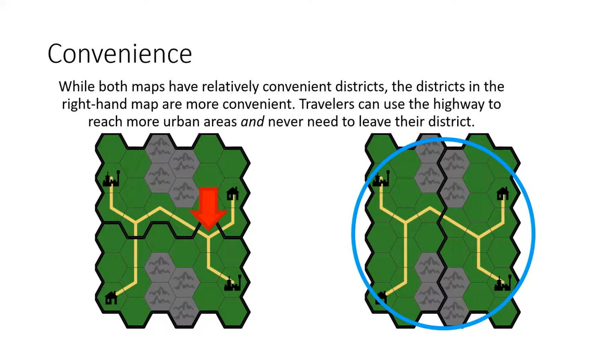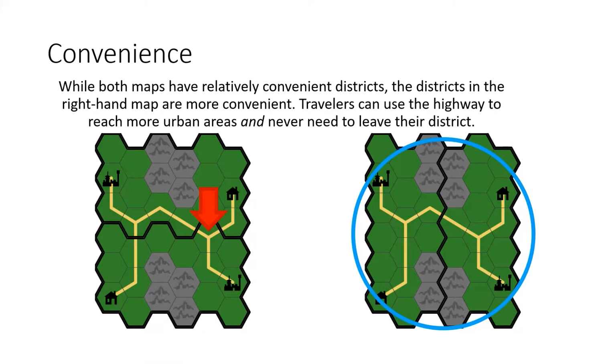So you would have to leave the district. So it is more convenient than where the mountain is completely splitting the island in half, but it's not as convenient as the map on the right, where you do not have to leave the district at all in order to travel throughout the entire district and reach the more urban areas where most voters live.